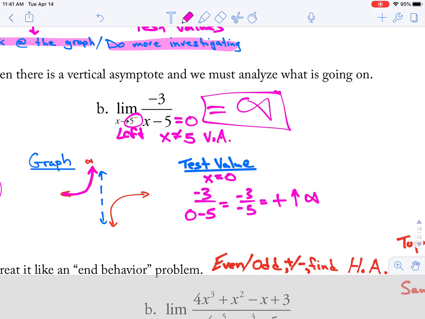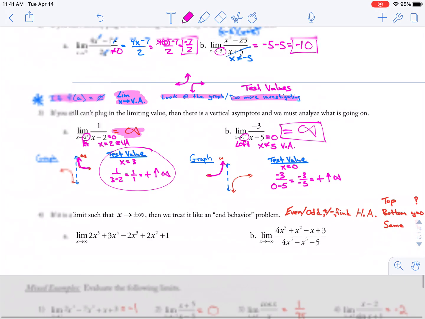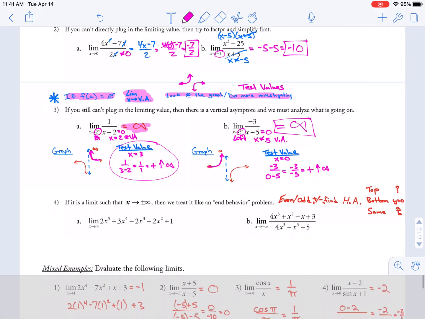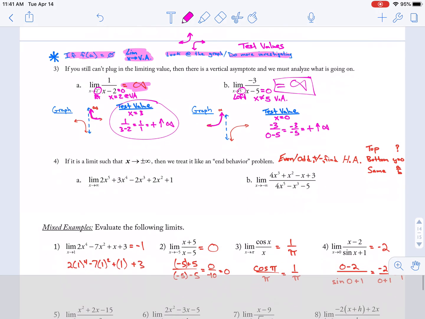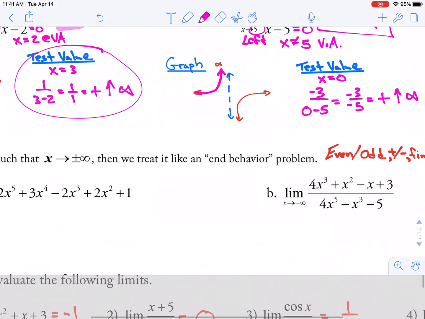We're testing the values here. Remember, test any value you want, to the left or to the right, depending on what the question's asking. All right, and now for our fourth and final type of limits here that we have to evaluate are limits that have x going to positive or negative infinity. If x is going to positive or negative infinity, we're talking about end behavior.